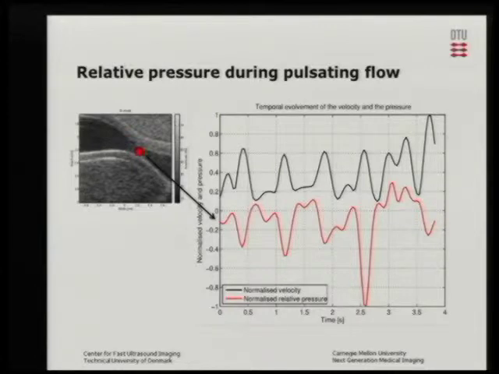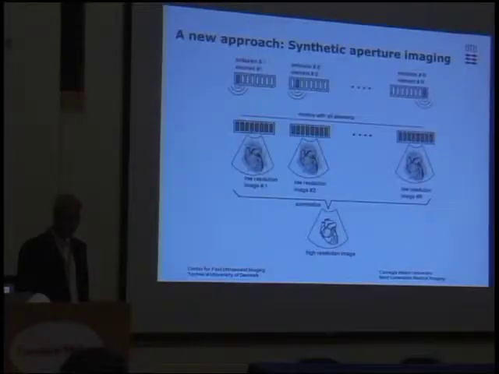So from solving Navier-Stokes equations and looking at the vector flow data, we can actually start looking at the pressure gradients and the pressure in the heart and around the valves and things like that. So this was sort of the first part of it.